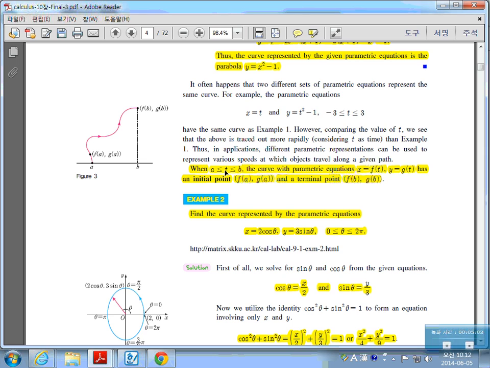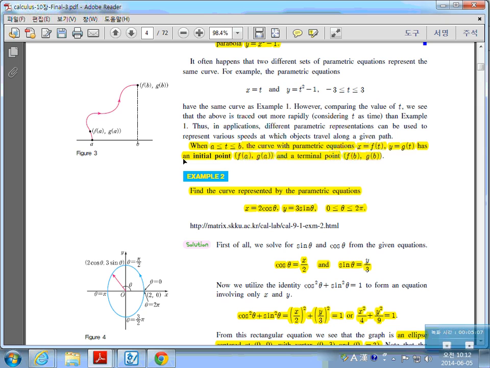When t is between a and b, the curve with parametric equations x and y has an initial point f of a and g of a. So when a is the starting point of t, then the corresponding point in the xy plane, f of a and g of a, is called the initial point, and the point f of b and g of b is called the terminal point.